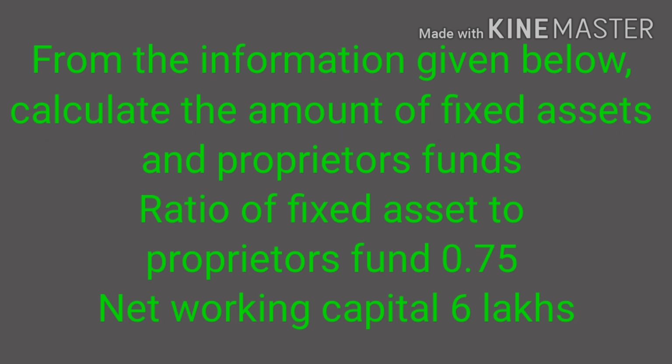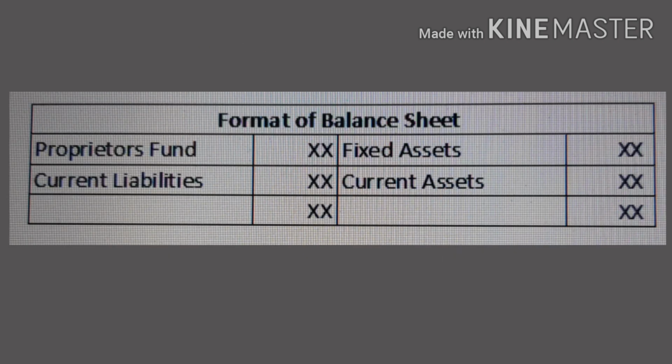From the information given below, calculate the amount of fixed assets and proprietors funds. Ratio of fixed asset to proprietors fund 0.75. Net working capital 6 lakhs. A very small problem. Only proprietors fund, fixed asset, and net working capital are given, and only one ratio is given, and a net working capital absolute figure of 6 lakhs is given.